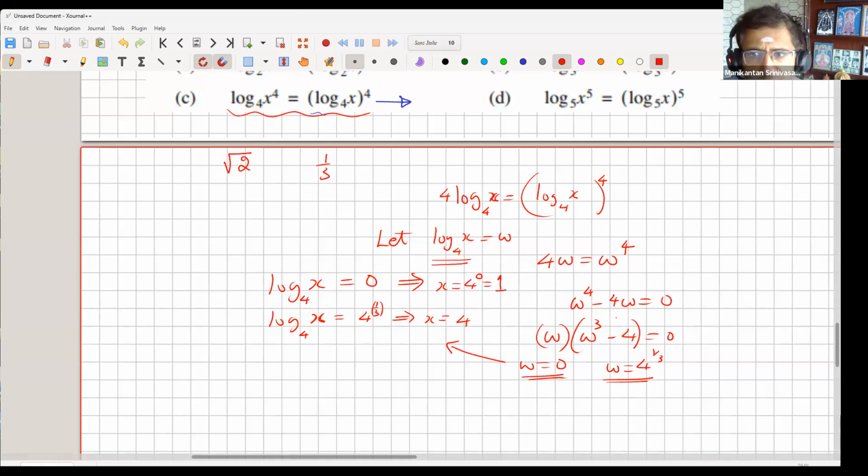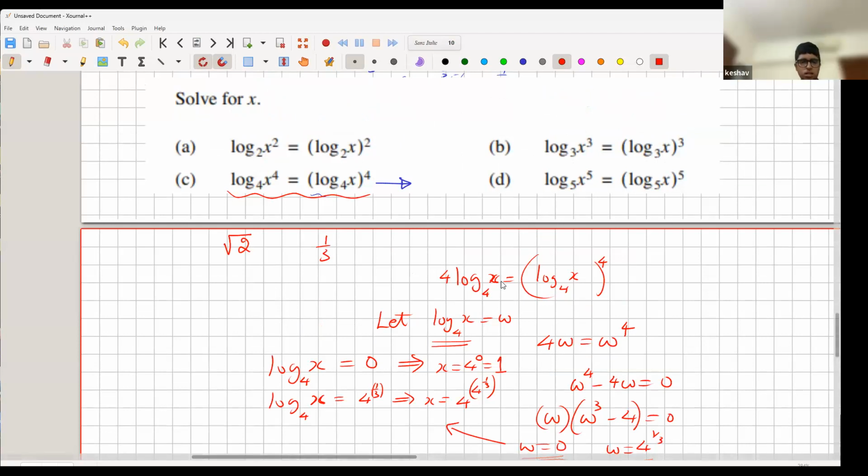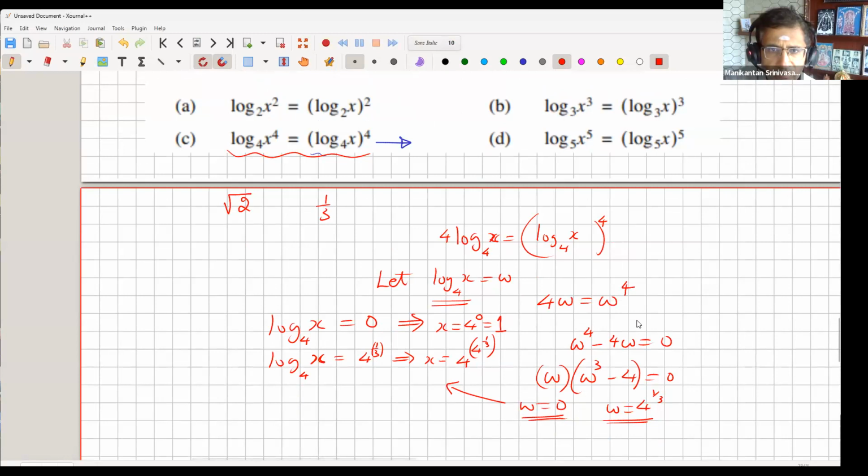Am I making a mistake, guys? Just check. No, right? 4w equals w to the power 4, cubed. x is 4 to the power 1/3. Now let's check both of these answers. Before that, let's check what x is. So I think Keshav's answer is correct. Sorry, I think it's 1/3. Am I doing something wrong?